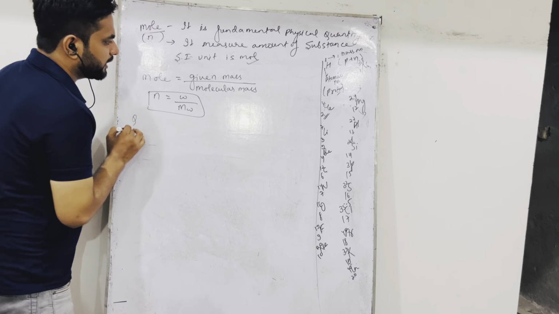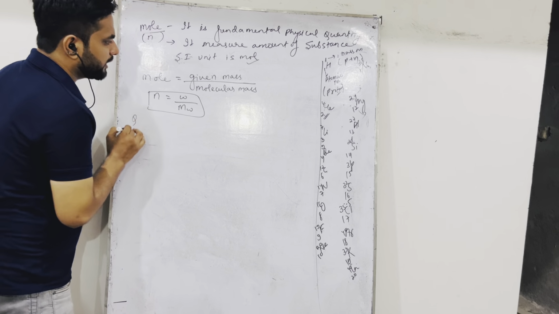You have 196 or 129 gram Mg(OH)2, magnesium hydroxide. Find mole. Okay, you have 129 gram Mg(OH)2. Find mole. Formula of mole is given mass upon molecular mass.